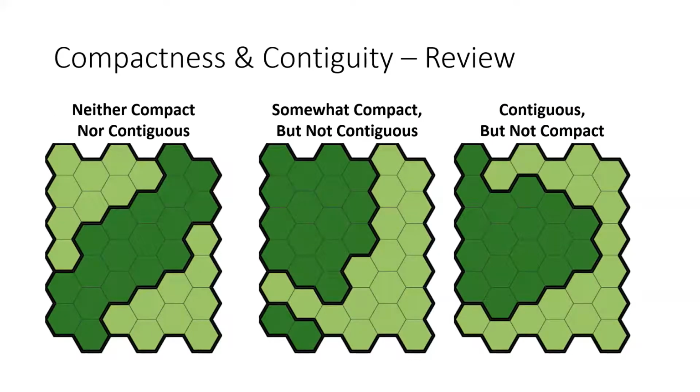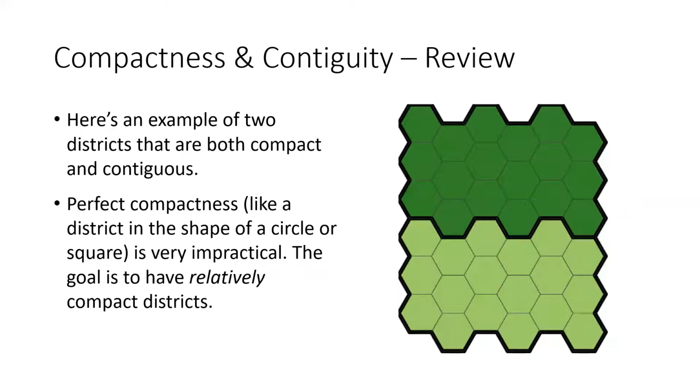In the first example, that light green district is neither compact nor contiguous because it's not close together and it's not all one unit. In the second example, that dark green district and the light green district are both fairly compact, but the dark green district is not contiguous. And in this last example, both districts are contiguous, but the light green district is not compact. And that's not necessarily ideal. There needs to be a justification for that. Now, in this example, there's not a justification for that.